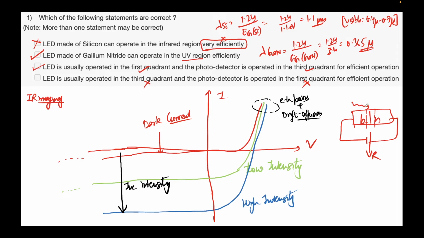The frequency should be such that you are able to generate an electron hole pair. What I mean is that if this is EC, this is EV, and this is the EG, then h nu should be greater than or equal to EG; only then will you be able to generate the electron hole pair. So that is again of importance.